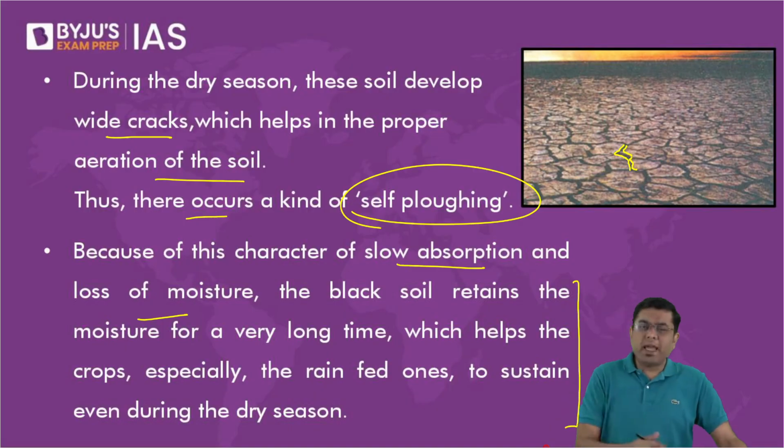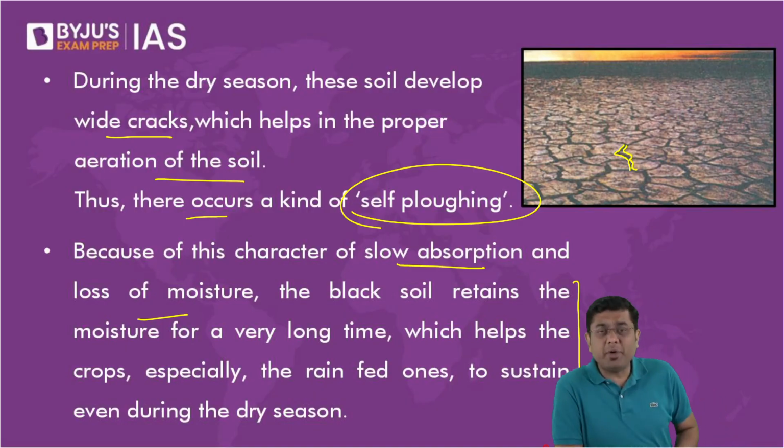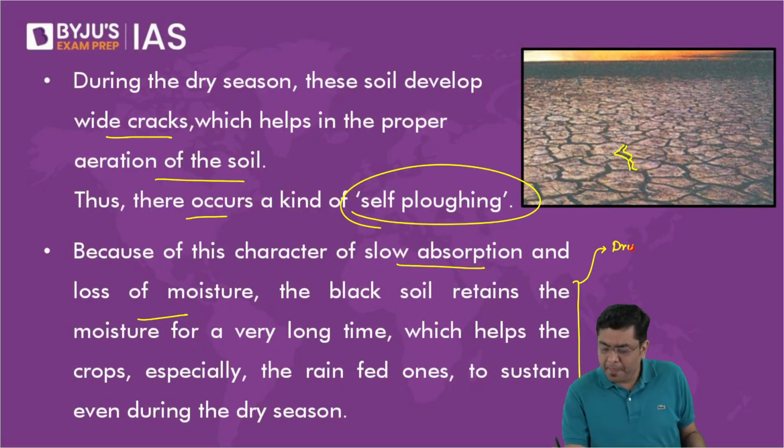So here you can also carry out a process of farming which is referred to as dryland farming. Dryland farming is a kind of agriculture where you don't require the availability of irrigation methods, where you are dependent on the rainfall, and that rainfall will be sufficient. So dryland farming can be carried out.